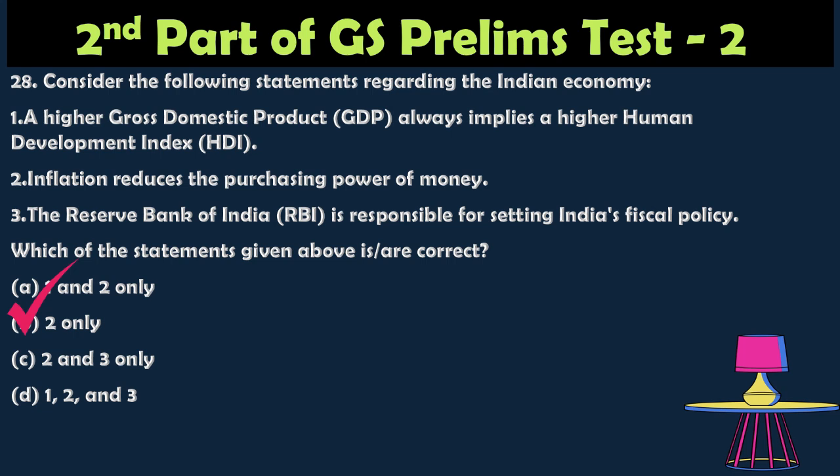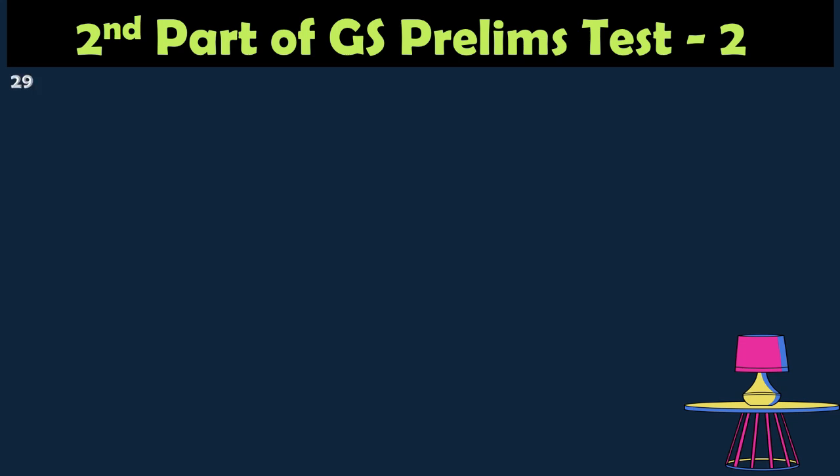The RBI handles the monetary policy, while the government's finance ministry handles the fiscal policy. So the RBI is responsible only for the monetary policy, and that statement is wrong. So statement 2 is correct. So the option is B only. Question number 29.